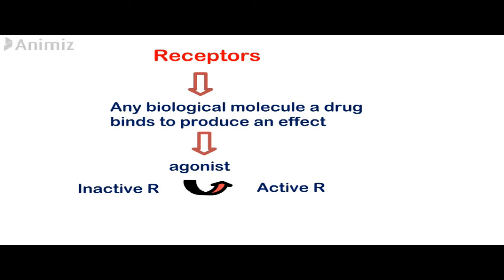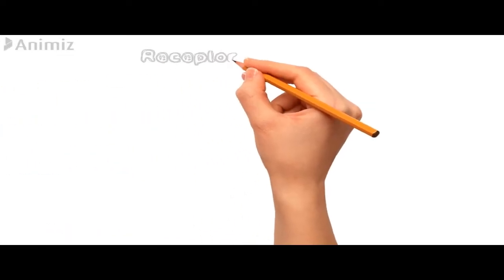And when an agonist binds to the receptor, it causes the receptor to shift from the inactive form to the active one, so that it can produce a biological effect. And how much this biological effect will be directly depends on the fraction of the activated receptors. These receptors are mainly divided into four families.